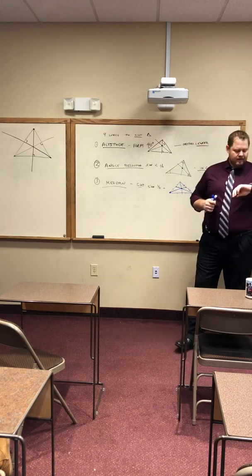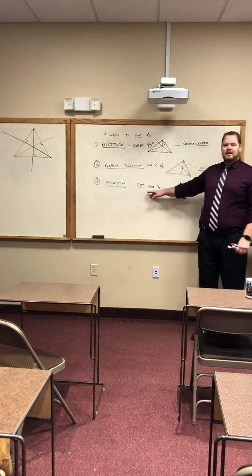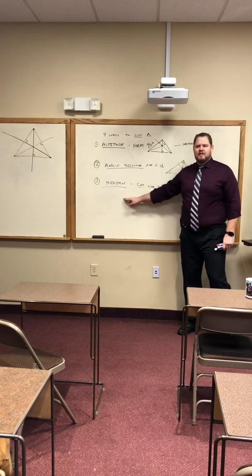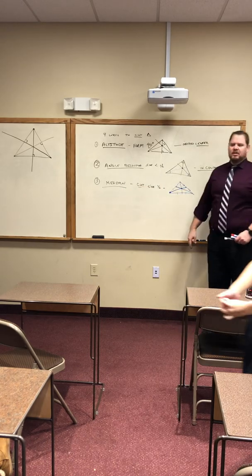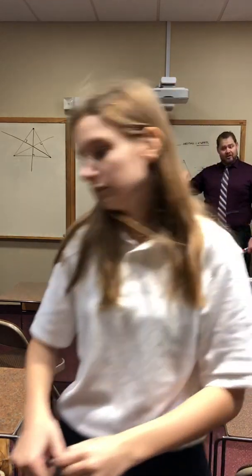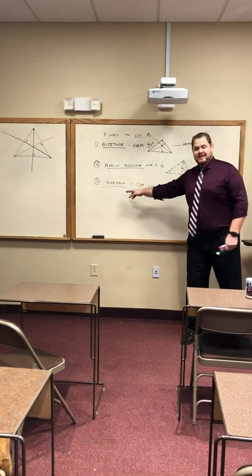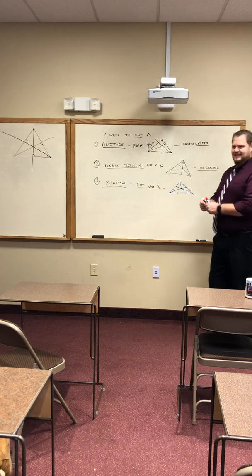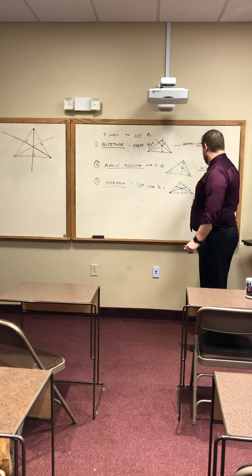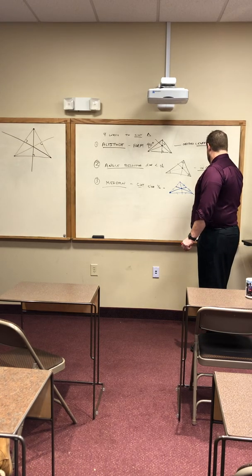So here it is, ready? When it's a median, the 3 places where it intersects is called a centroid. Instead of a meteoroid, it's a median and a centroid. When it meets, this point is called a centroid. The common point is called the centroid.